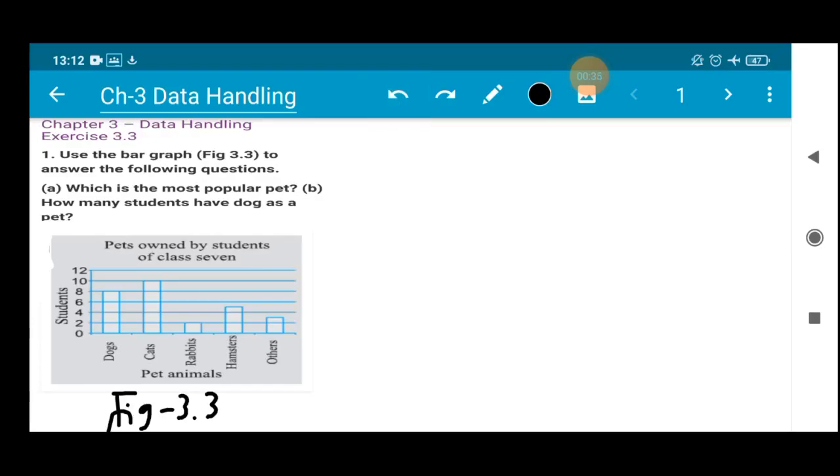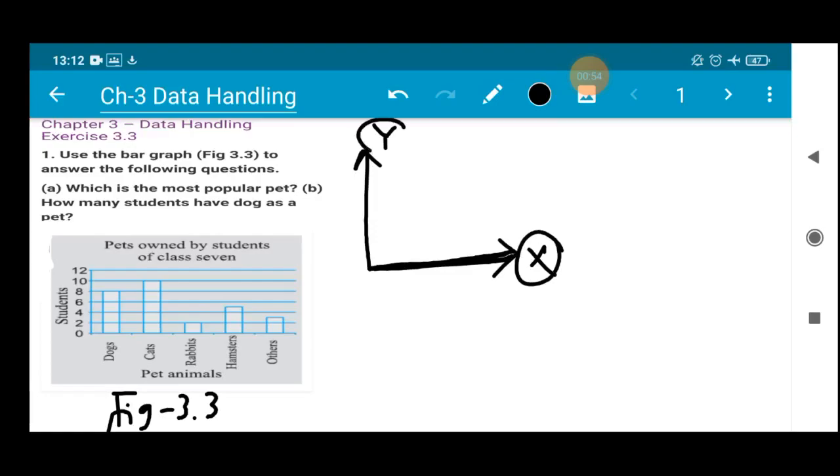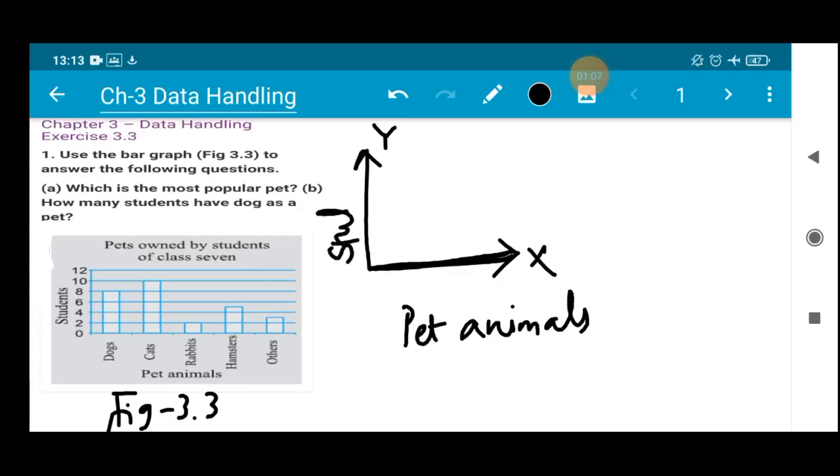The first question is: which is the most popular pet? If I draw this graph, this will be represented as the x-axis and this as the y-axis. This line is called the horizontal line, and this is the vertical line. The horizontal line is the x-axis and the vertical line is the y-axis. In this graph, on the horizontal line, that is the x-axis, pet animals are represented, and on the y-axis, that is the vertical line, students are represented. Now in each case the values are represented.